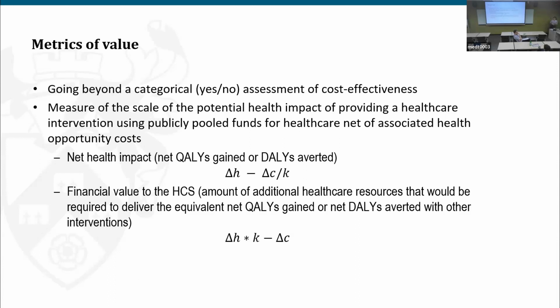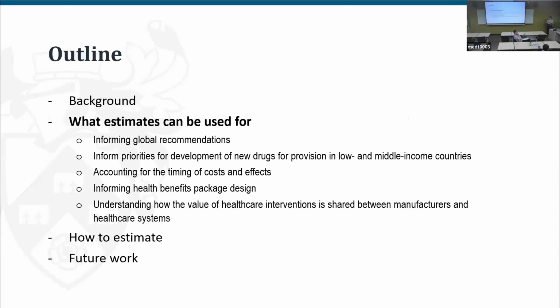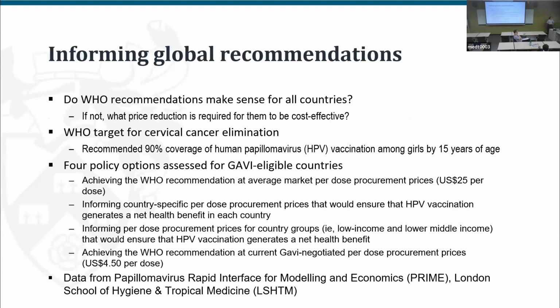So like I said, these metrics of value reflect the scale of benefits or the scale of losses associated with a healthcare intervention. And that allows us to make informed decisions around a wider range of questions than just whether or not something is cost effective. So I think looking first at informing global recommendations.